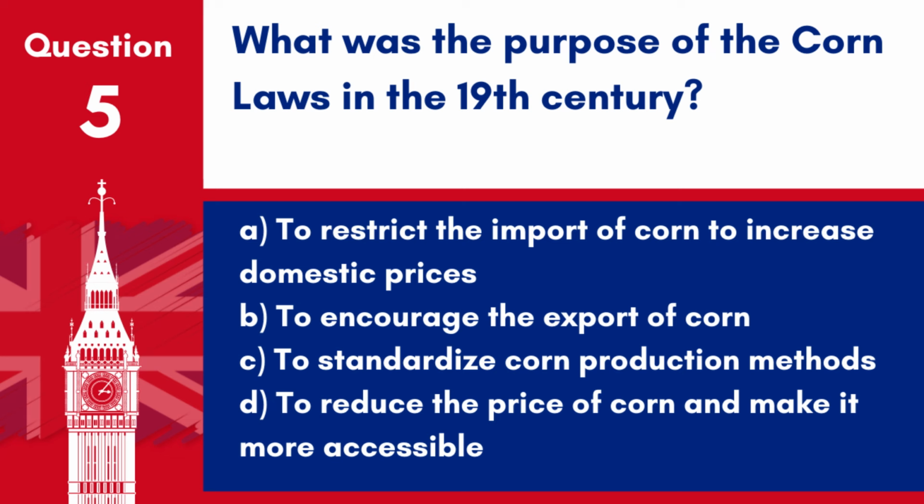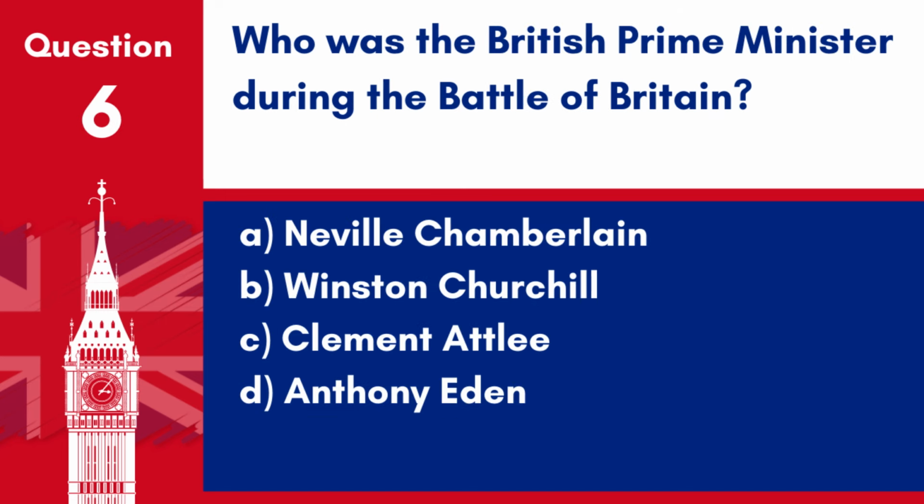Answer A. To restrict the import of corn to increase domestic prices. The Corn Laws were enacted to protect domestic grain producers by imposing tariffs and restrictions on imported grains, thereby increasing domestic prices. Question 6. Who was the British Prime Minister during the Battle of Britain?